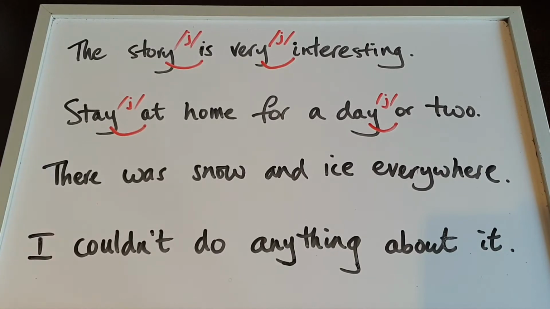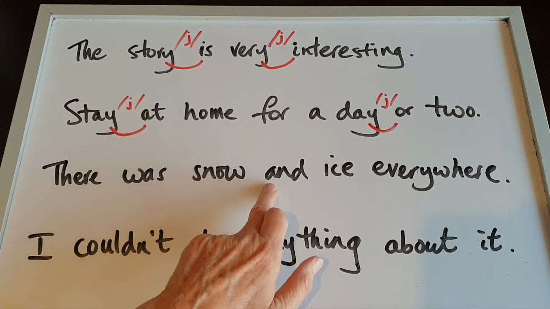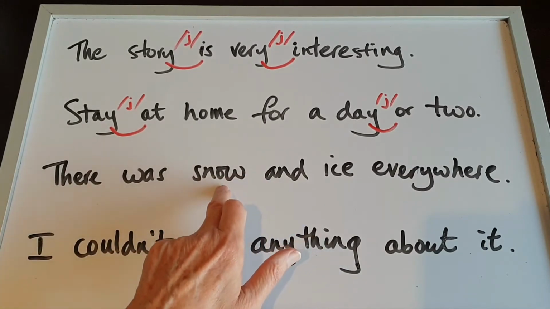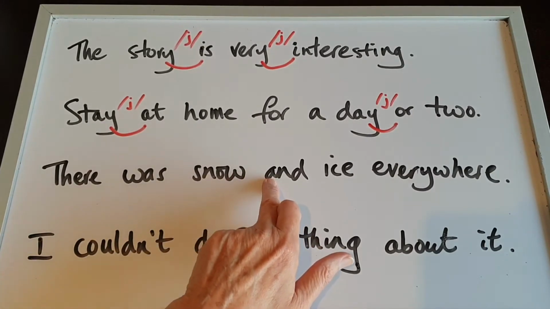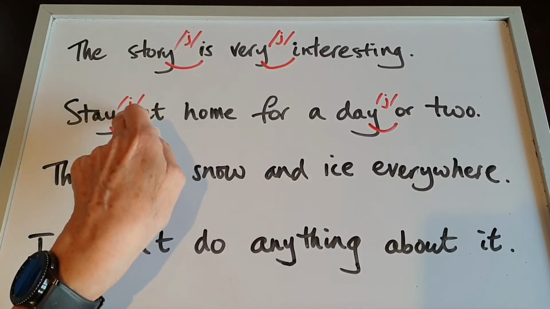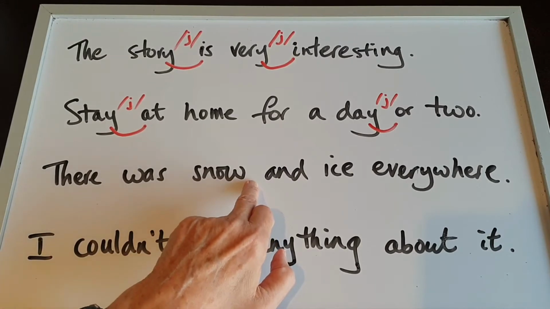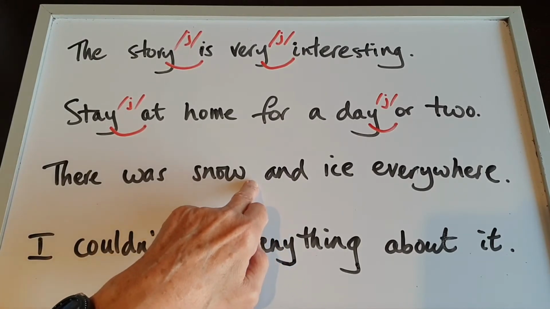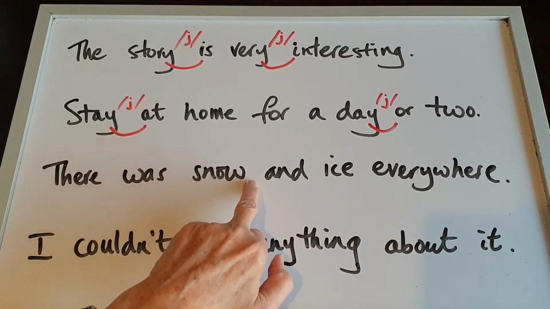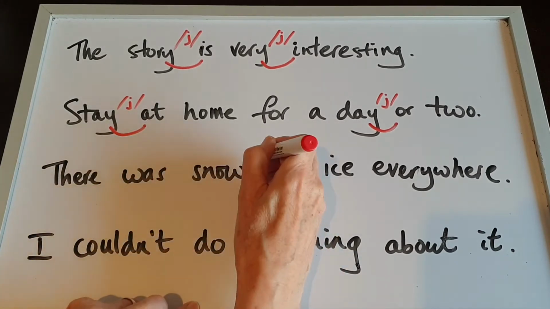Listen to the sentence. There was snow and ice everywhere. There was snow, oh. That's a vowel sound, oh. Another vowel sound, and, ah. It's not a Y, it's not the same. Here, it's different. Snow and, snow and, snow and. There's a W sound, a little W.